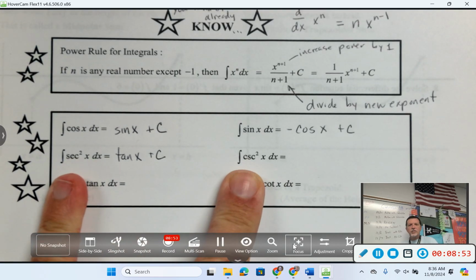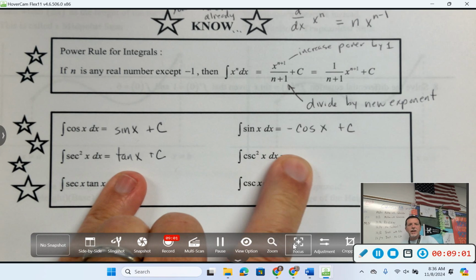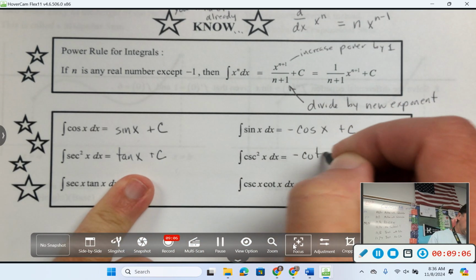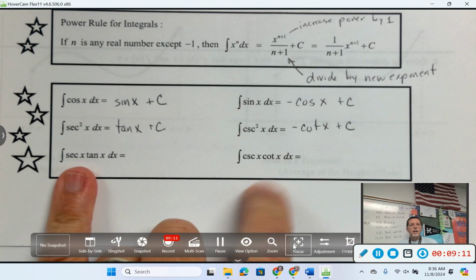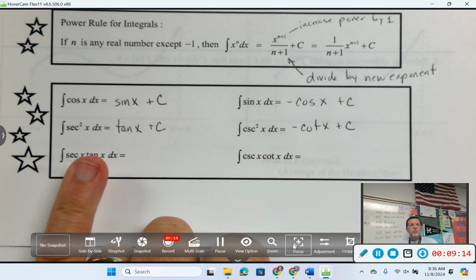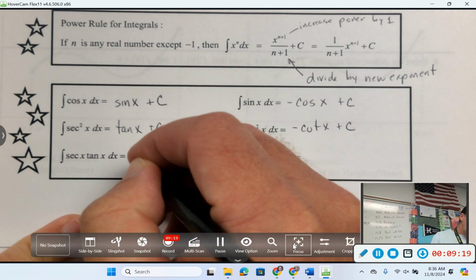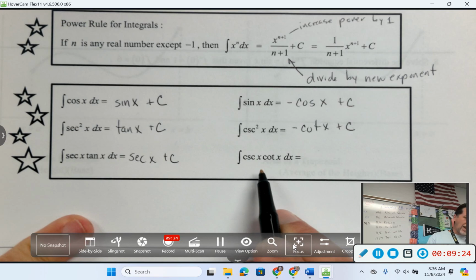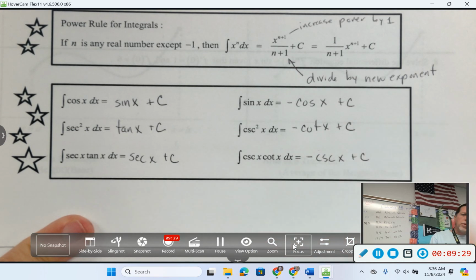Again, this parallel structure going on. There's a trig function whose derivative is cosecant squared. Well, kind of. Negative cotangent. Then a function whose derivative is secant tangent. Secant of x plus c. And then cosecant cotangent, its antiderivative, its backwards would be negative cosecant of x plus c.